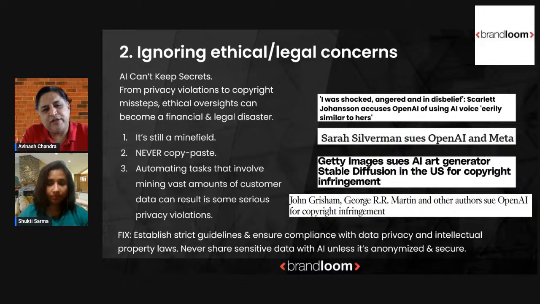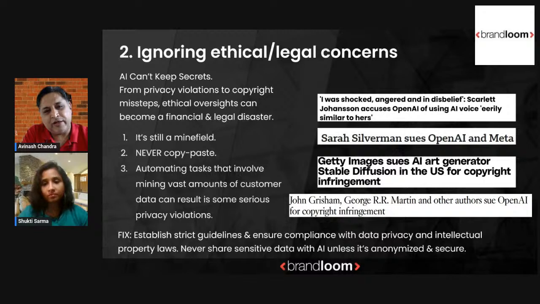So, Shakti, the most important thing is to have strict guidelines and to put compliances in place. That's why I'm saying it's important to have a subject matter expert review the entire thing and look at everything from the perspective of data privacy and intellectual property laws. Just automating the data creation is not going to help, and integration is not going to help. One more thing to keep in mind is that while you're training your algorithms, never share sensitive data with AI unless it is anonymized or secure. Because if you share the data, AI might use it and then publish it, and you might be in big trouble. Especially as a company like us, we get a lot of information from our clients, and they share it with utmost trust and confidence that we will use it properly.